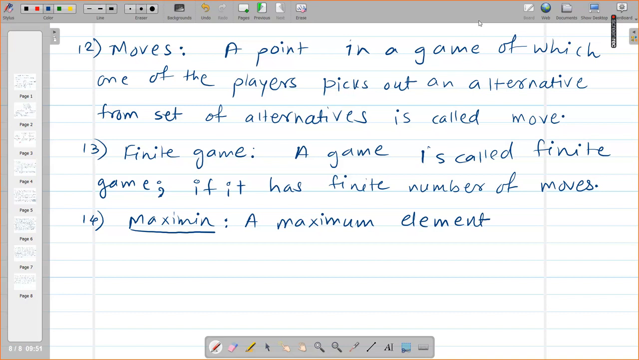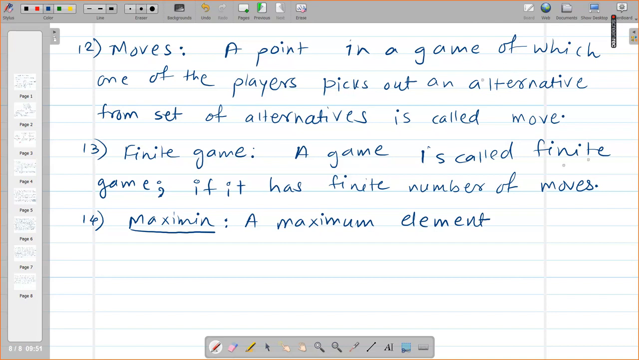To check that, we will find two numbers. One number is called maximin and the other number is called minimax. Now what is this maximin? From every row, we will find the minimum number, and from all those minimum numbers, we will find the maximum number. That is called maximin. When I consider the game, you will understand it more easily.